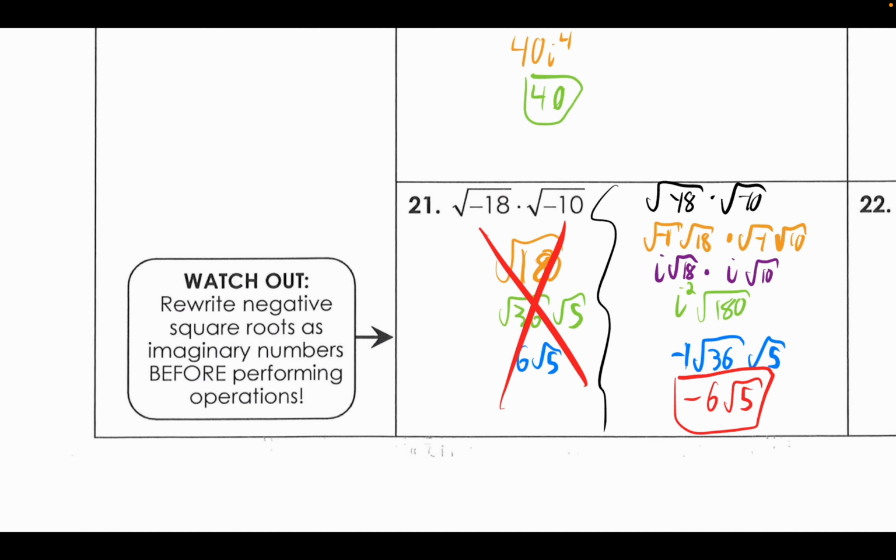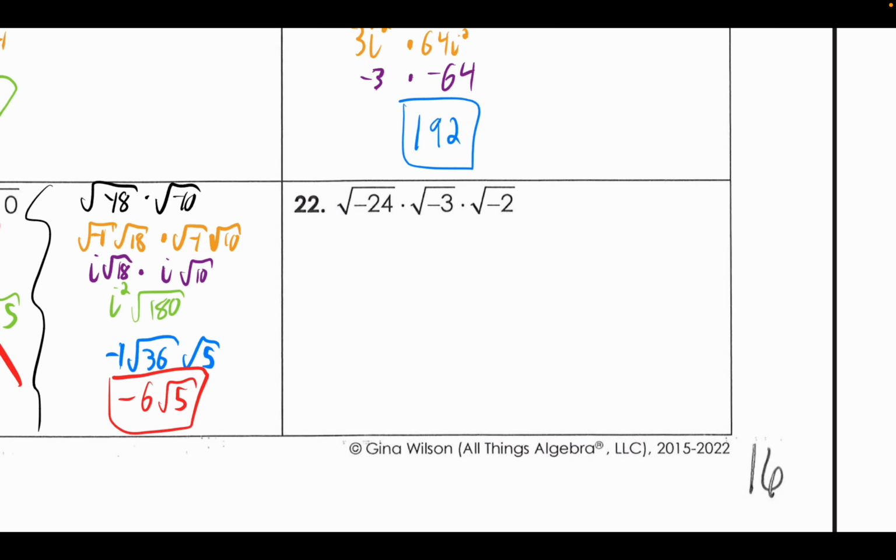Number 22, we see the same thing here. So knowing the pitfall that happened last time, we're going to go ahead and say that this is the square root of -1 times the square root of 24, that this is the square root of -1 times the square root of 3, and this is the square root of -1 times the square root of 2. And that this ends up being i times the square root of 24 times i times the square root of 3 times, I forgot the i here, i times the square root of 2.